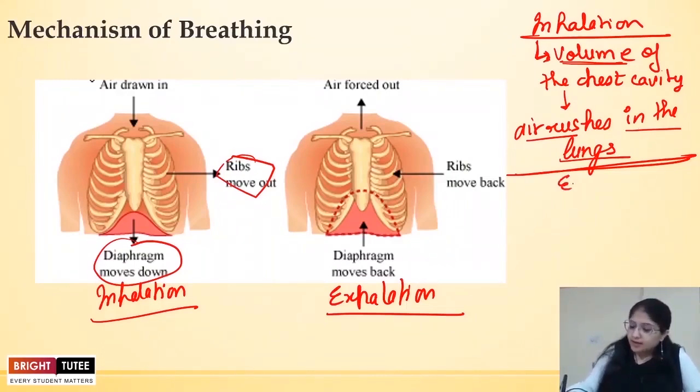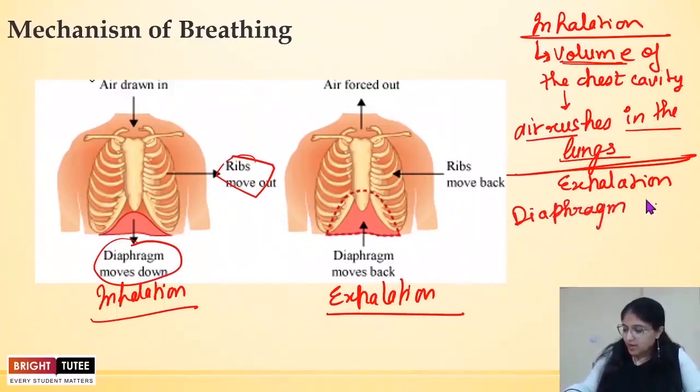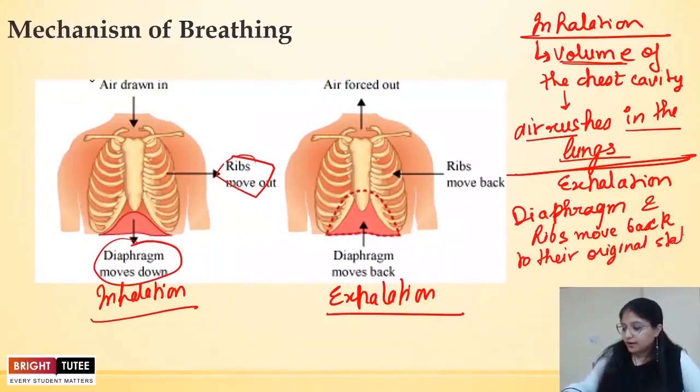What happens is that the diaphragm and ribs go back to their original place. That means they are now going back, ribs move back to their original state. And what was their original state?